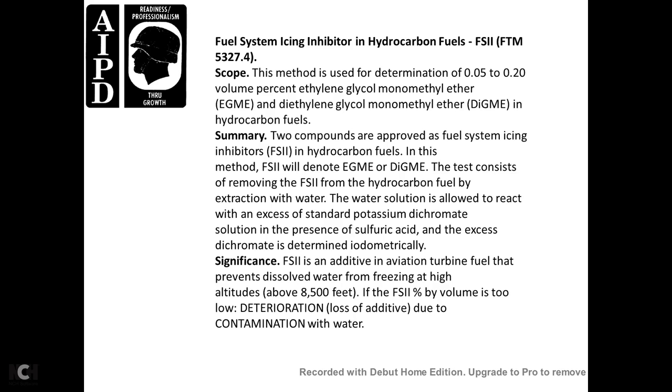fuel system icing inhibitor from the hydrocarbon fuel by extraction. The water solution is then allowed to react with excess standard potassium dichromate solution. The amount of dichromate in excess is determined iodometrically.